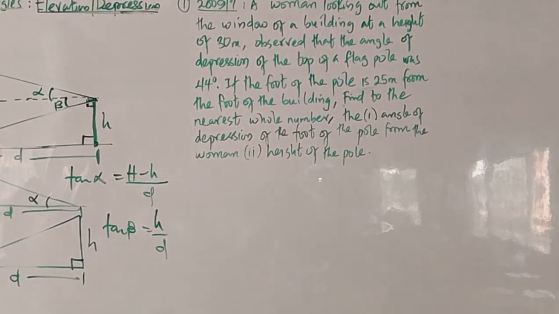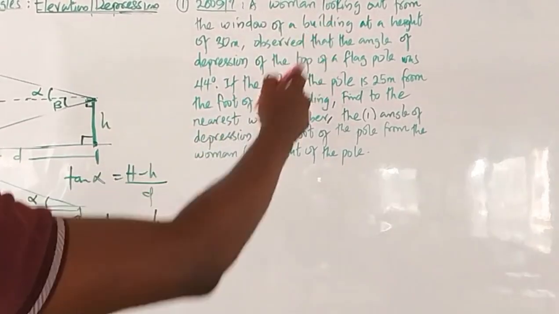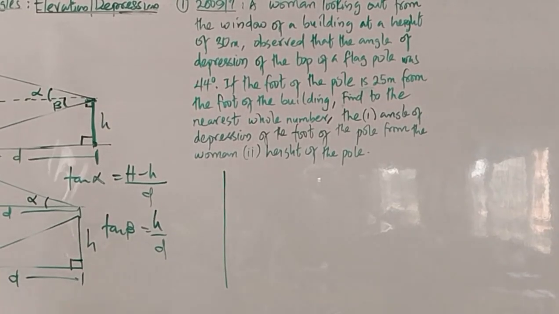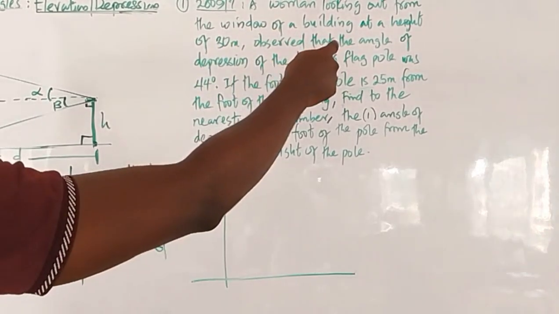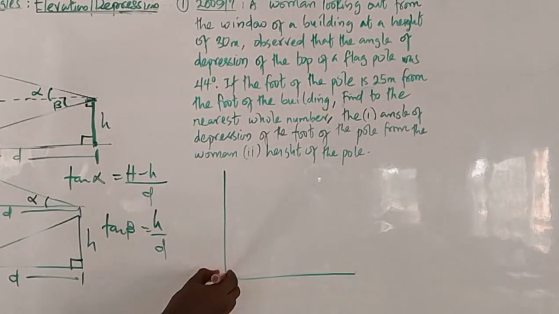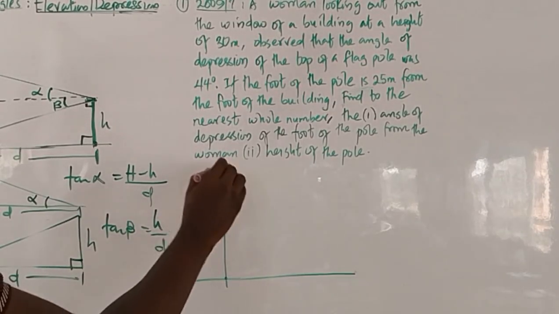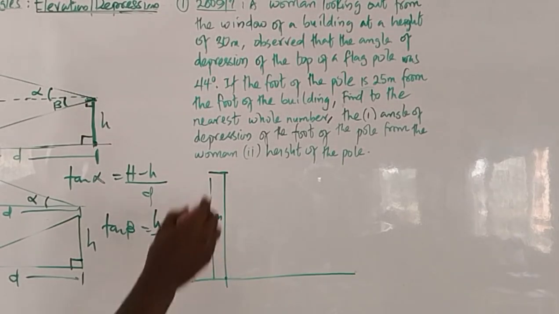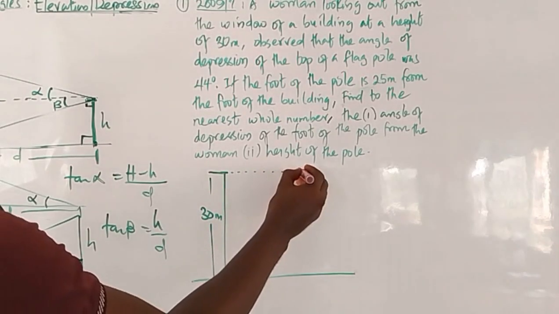Very simple. You have to first show this in the diagram. So they said a woman looking out from the window of a building. So let's say this is a building. We're going to sketch a beautiful building. So what happens? We are told that the building, okay, at a height of 30 meters. Let's say from here, from 0, from here to here is 30 meters. From this height, this will be the line of eyesight of the woman.